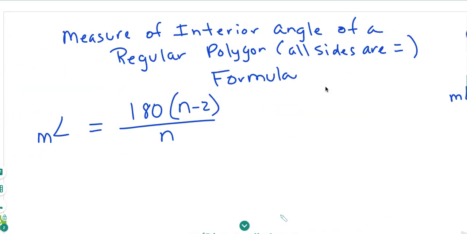Now, if we want to find the actual measure of an interior angle, we can do that with this formula. Of course, the polygon is going to have to be regular, which means that all sides are going to be equal. But if we want to know the measure of just one angle of that polygon, we're going to take the sum of all of the angles and divide it by the number of sides.